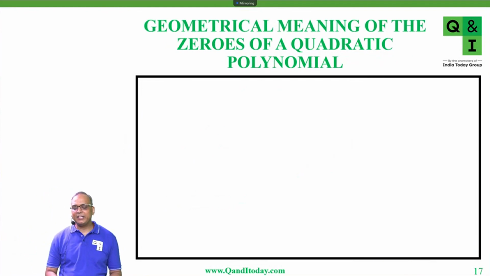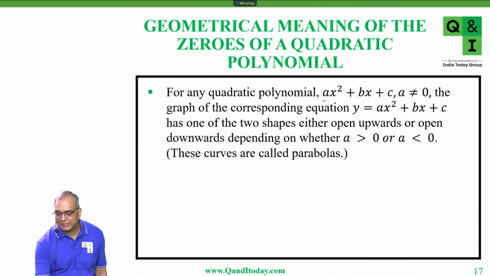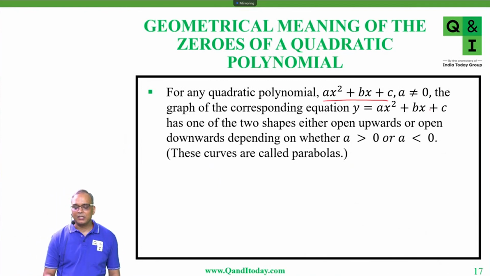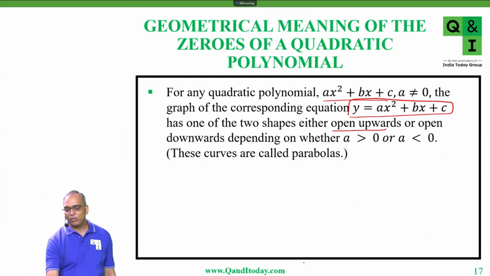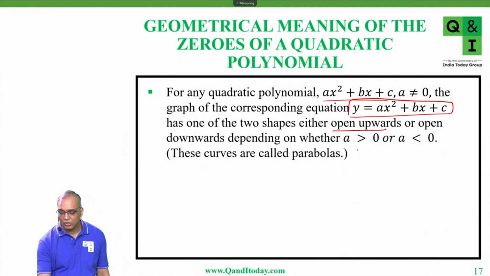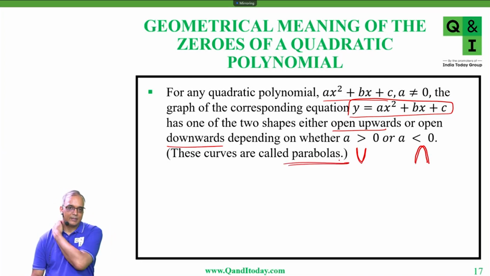Now, the geometrical meaning of the zero of a quadratic polynomial. For any quadratic polynomial ax square plus bx plus c, a not equal to 0, the graph of the corresponding equation y is equal to ax square plus bx plus c has one of two shapes, either open upward or open downward, depending on whether a is greater than 0 or a is less than 0. So when a is greater than 0, it will be like this. When a is less than 0, it will be like this. Open upward is this, and open downward is this second one. These curves are called parabolas. Is it clear?